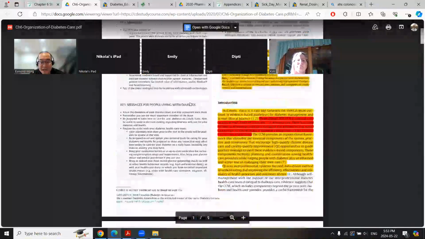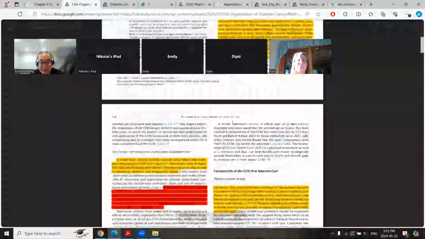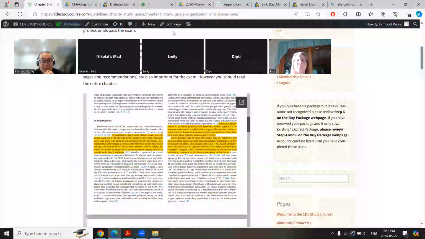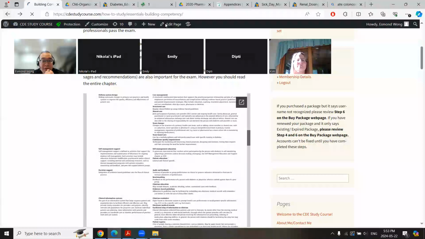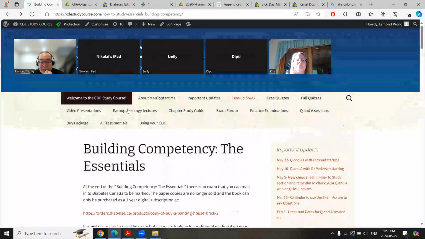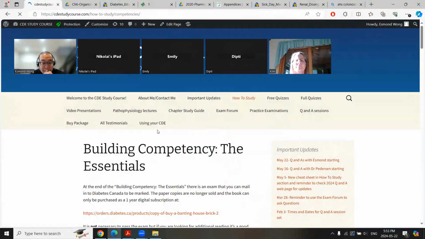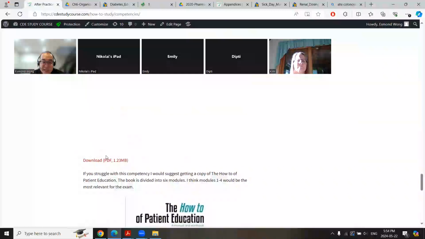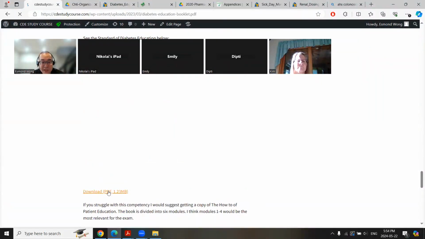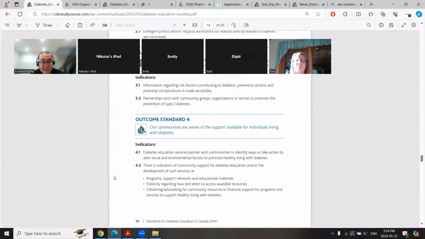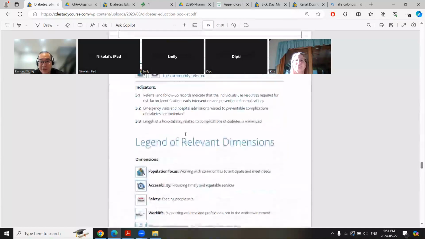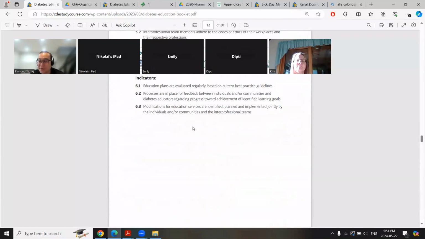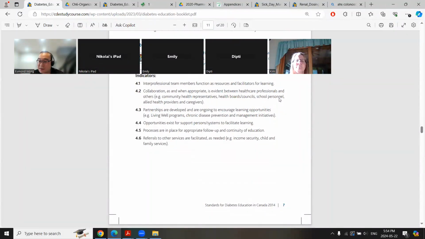Okay, so this is in the chapter, an organization of diabetes care. So this is, and that's right here. And that other one is right here, and it's at the end of the after practice exam review. It's the standard of diabetes education. Sometimes it's not showing up because a lot of people are on the website, but you can just download it and it'll show up right away. So all of the answers to your questions are right here. There's lots and lots of examples here.